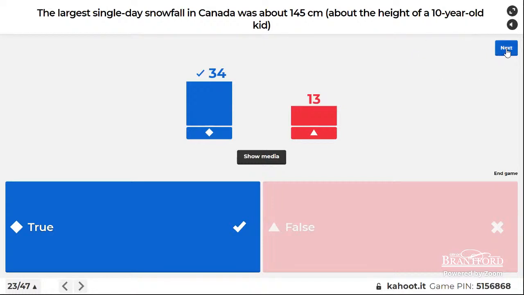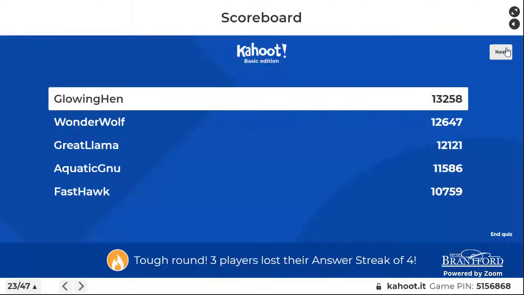But of course, snow is the last thing that we have on our mind in this heat on the eve of Canada Day, so let's head on to the leaderboard. So Glowing Hen got that correct again. Great Llama has headed up into second place, followed by Wonder Wolf with 12,647 points.